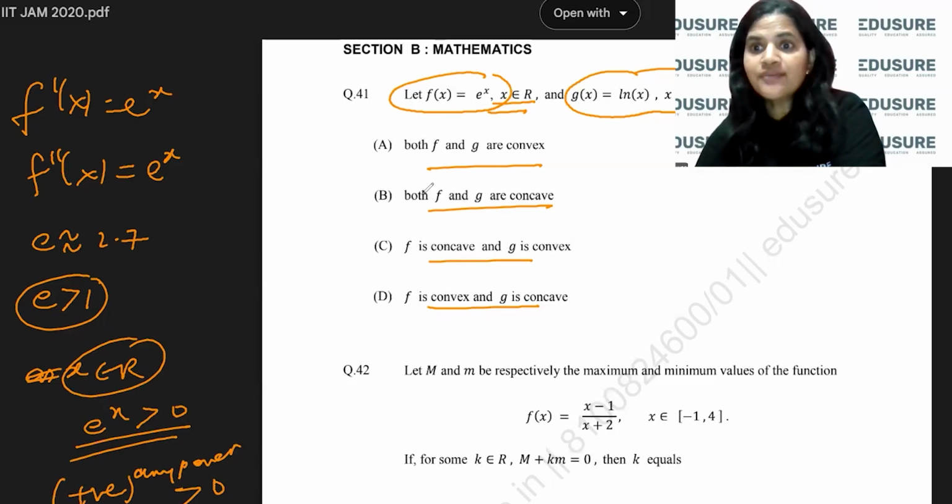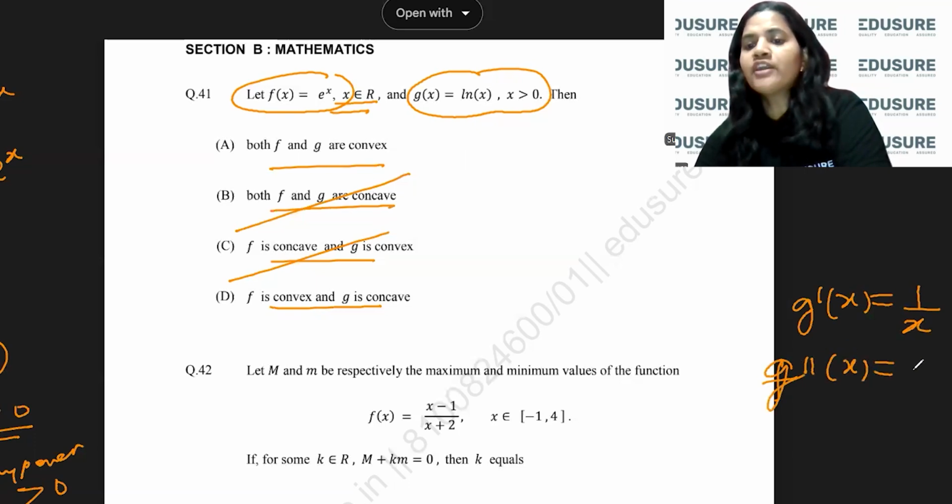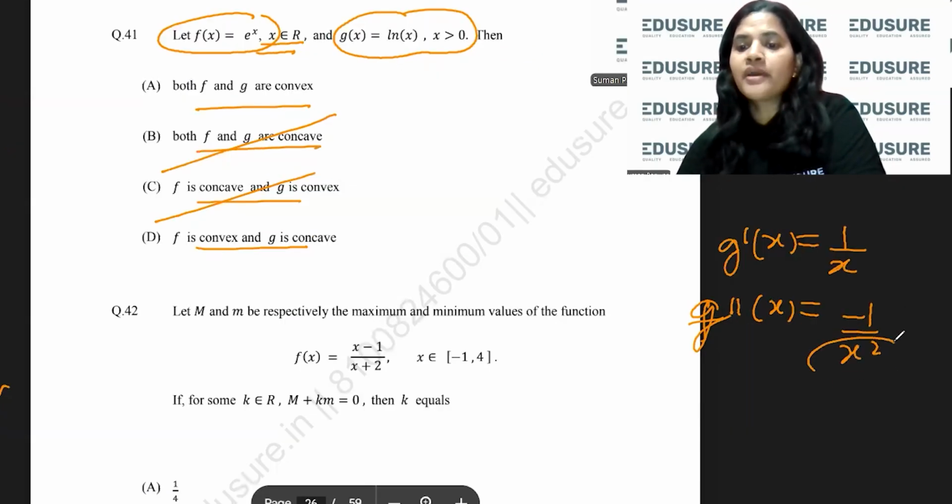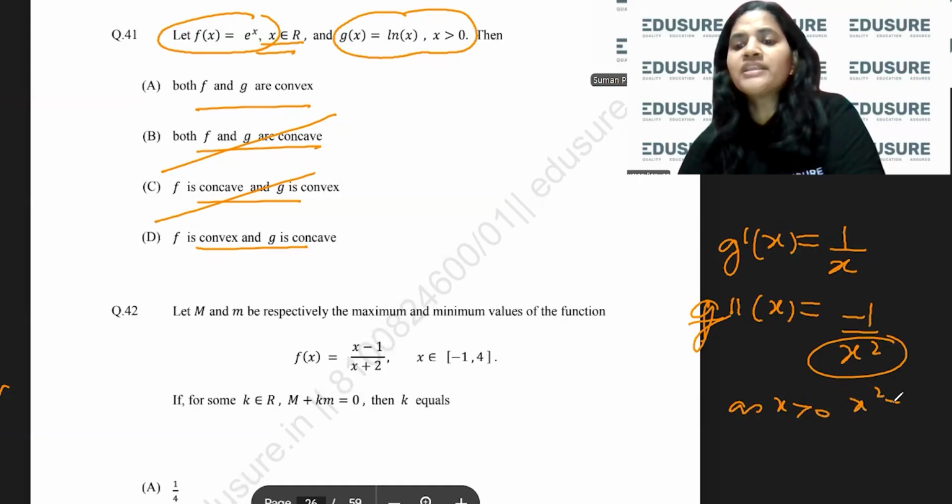So this is a strictly convex function. It does not even become equal to 0. So f is a convex function. Okay, so that we know. Now look at g. Again, g is differentiable. g'(x) is 1/x. If you calculate the second derivative of 1/x, it will be -1/x². Now, as x is positive, x² is never equal to 0.